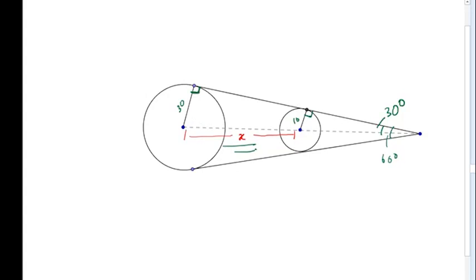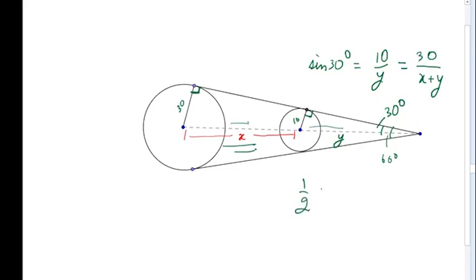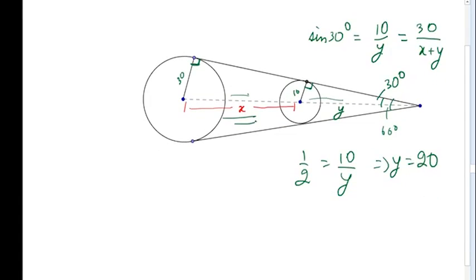So if you're comfortable with trigonometry, you can very easily calculate this length and this length, because you know sine 30 will be equal to, if I assume this as y, 10 by y, and it will also be equal to 30 by x plus y. And you know sine 30 is equal to half. So half is equal to 10 by y, which implies y is equal to 20, and half is equal to 30 by x plus y.